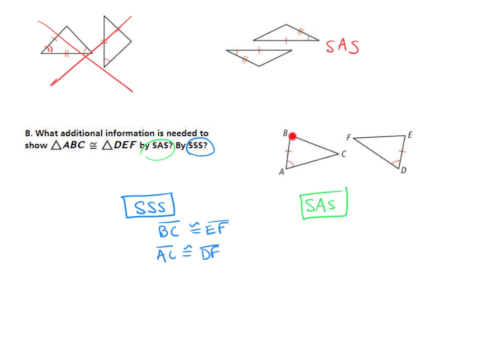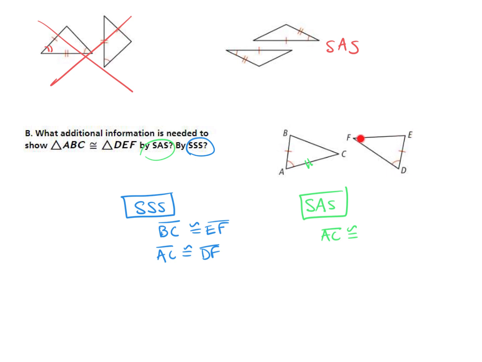If I were to say BC, then I have 2 sides, but A is not the included angle. But if I say side AC, if I mark that congruent, if that's one of my congruent sides, now I have side angle side, that's an included angle. So I need side AC to be congruent to which side over here so that I have side angle side in this triangle as well.